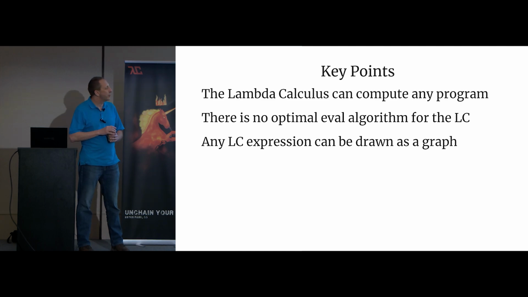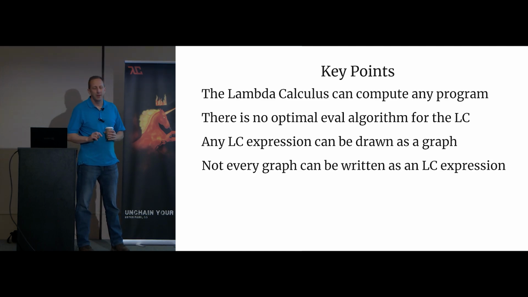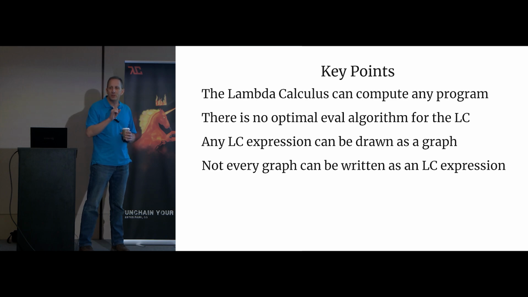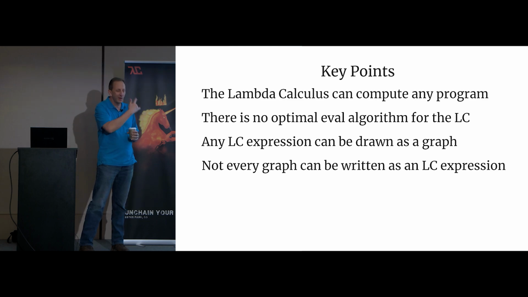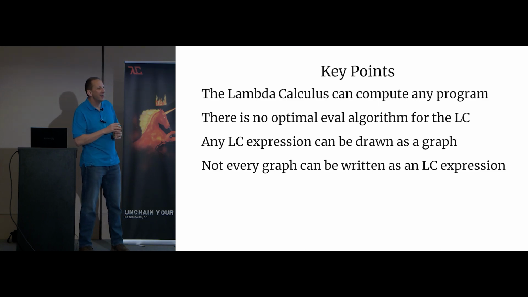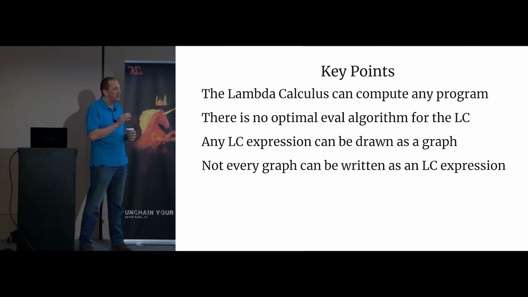So any lambda expression can be drawn as a graph. However, not every graph that we saw could be written back into a textual lambda expression. Like when you have 2 lambda nodes sharing a body, there's no way to really write that in text. So that's a key point. That's why the slide is called key points: if you're doing the graph reductions, it can go places that a simple text substitution algorithm can't go.